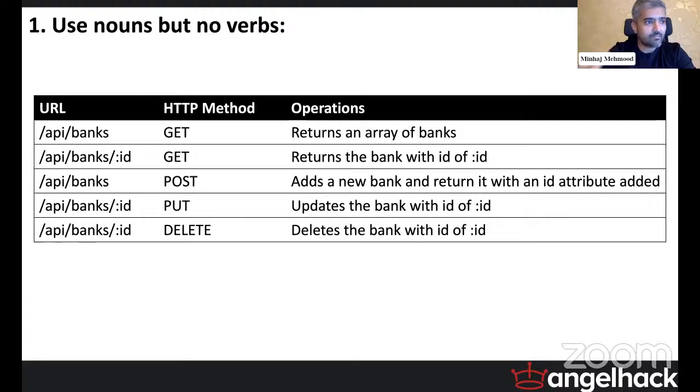What are some examples of the verbs, or the bad examples of the endpoints? So in this slide, as you can see, if you need a banks list, your endpoint should be called API/banks, and it returns the list of the banks. And if you pass the ID, it returns a single object of that bank. And again, if you notice the difference between the first and the third one, the endpoints are similar, just the HTTP method gets changed.